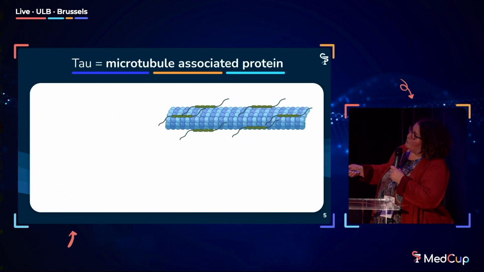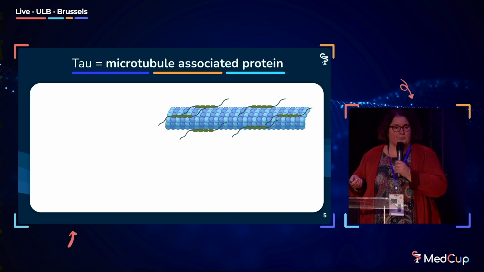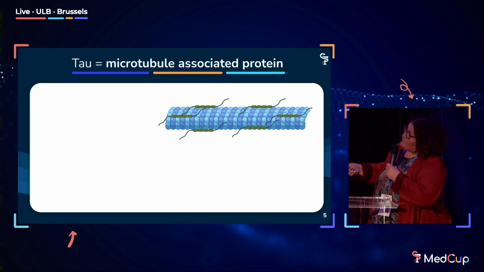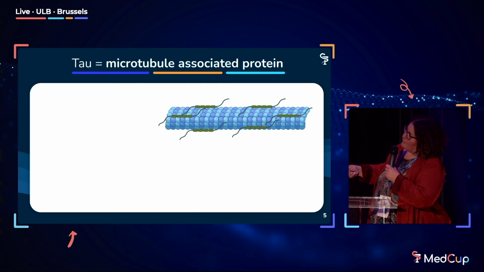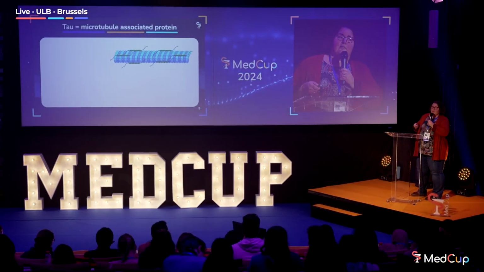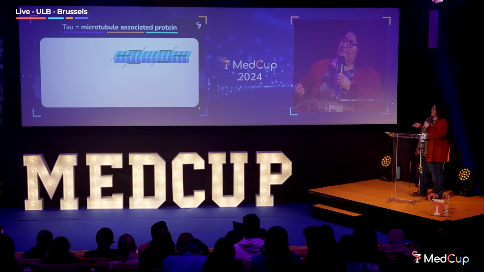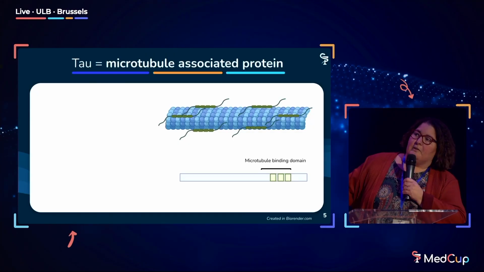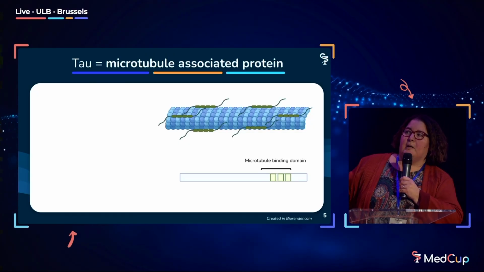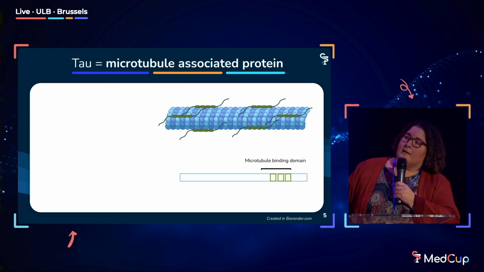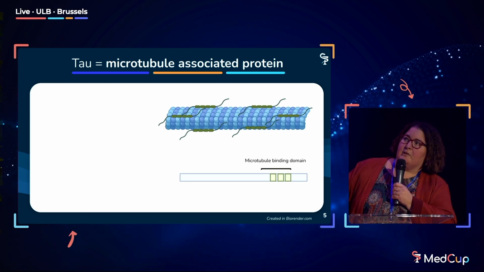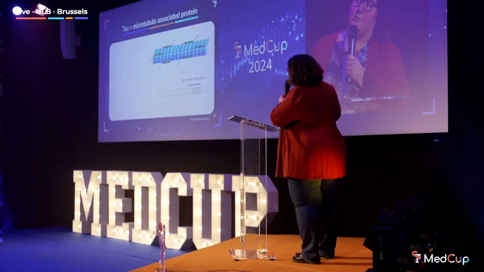But what is tau? Tau is a member of a family of protein. It's the microtubule-associated protein. These proteins bind to the microtubules, and they stabilize the microtubules. This protein contains, in fact, in the C-terminal part of the protein, some binding domains, so the microtubule binding domains. It's also called the semi-repetitive domains. It's with this domain that the protein is able to bind to the microtubule.